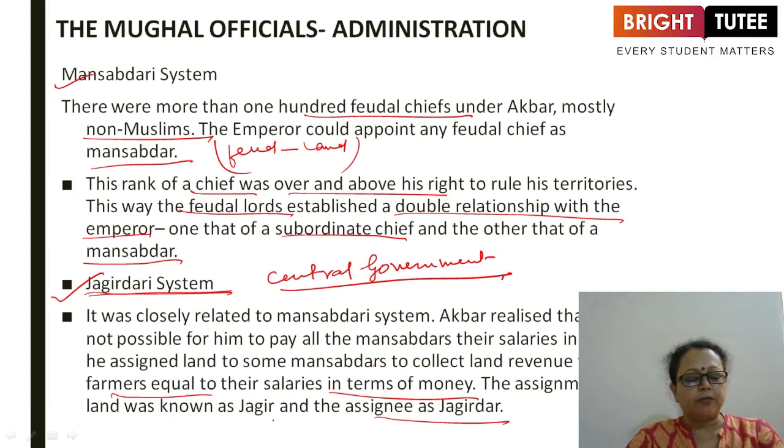The minister in charge of the army organization was called Mir Bakshi, but he was not the commander-in-chief of the army. The minister who looked after the personal needs of the emperor was called Khan-e-Saman. The Sadr was in charge of the Department of Justice and Religious Affairs. So this is all about the central administration and central government during the period of Akbar. But the most important functions of the government were performed by the four principal ministers.